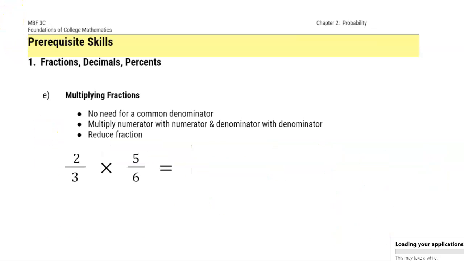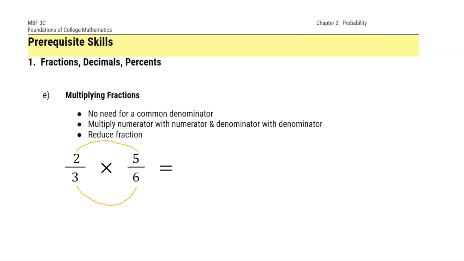The skill that you're going to need for this unit is knowing how to multiply fractions. So the beautiful thing about when you're multiplying fractions is you don't need a common denominator. You're simply going to multiply numerator with numerator and denominator with denominator. And then as always, we're going to look to reduce our fractions. So let's go ahead and do that.